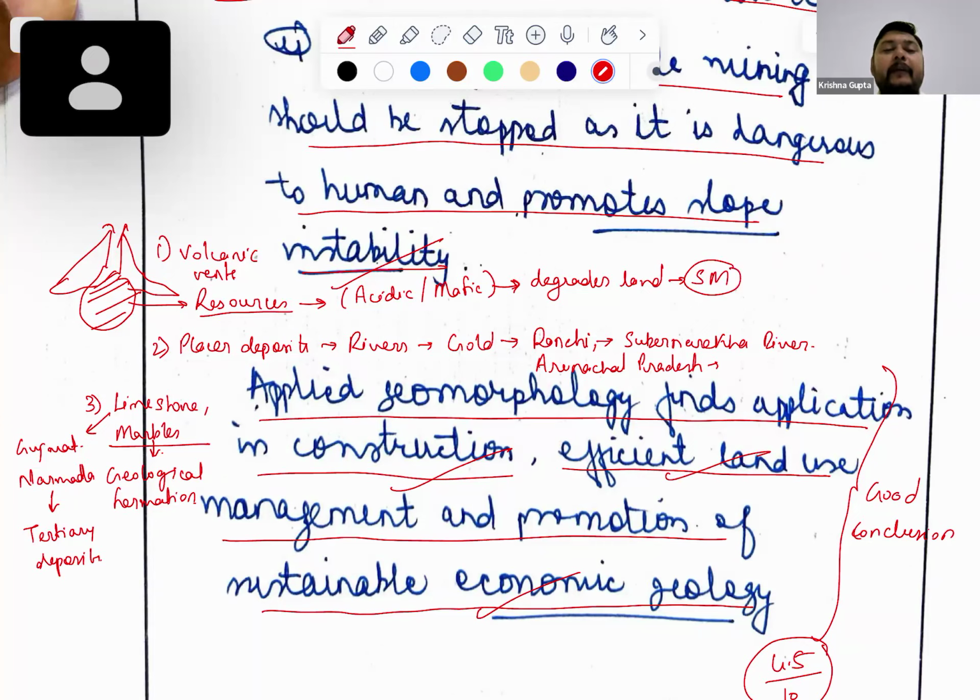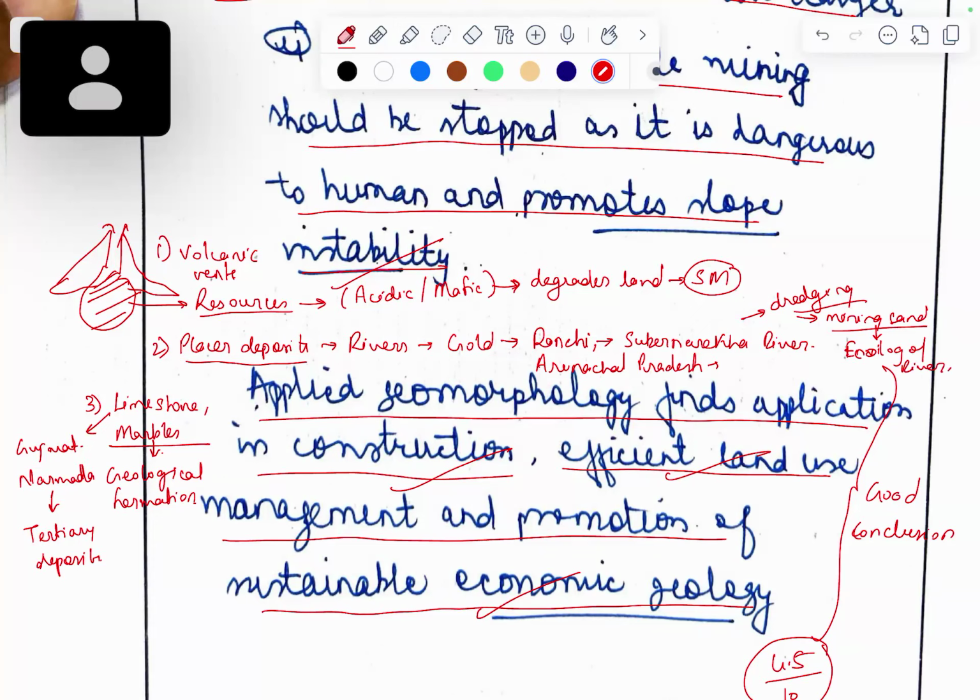Now, the second thing, for placer deposits. In certain areas, for example in the river Subarnarekha, when people started to find gold, they started dredging and mining sand just for the extraction of gold. This has basically impacted the environment, or we can say the ecology of the river.